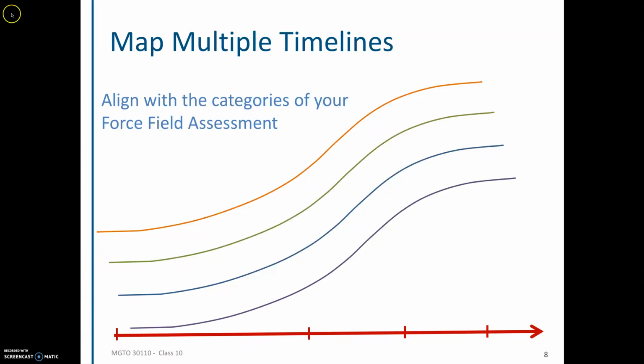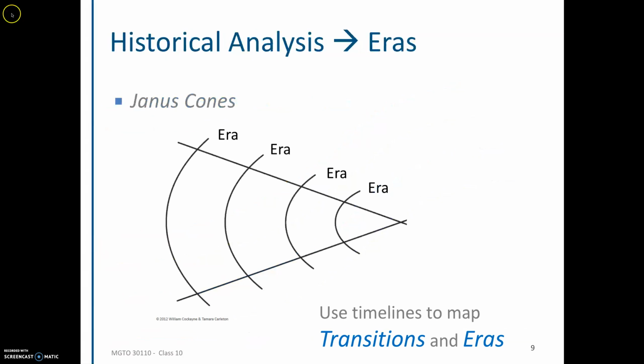Okay? So there's another framework or tool that I want to introduce at this point. As we try to create this synthesis of these nested timelines across the various categories, I want to have you use a tool called a Janus cone. This is a framework that was developed, and it's used by friends of ours with the Foresight program out at Stanford, and I like it a lot.